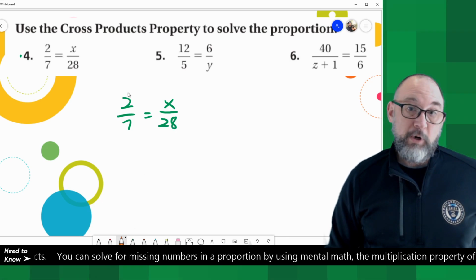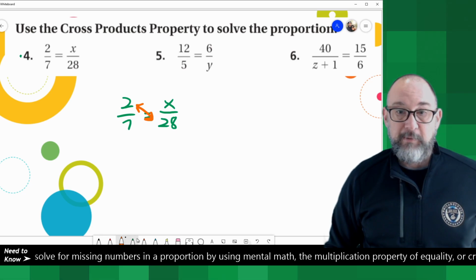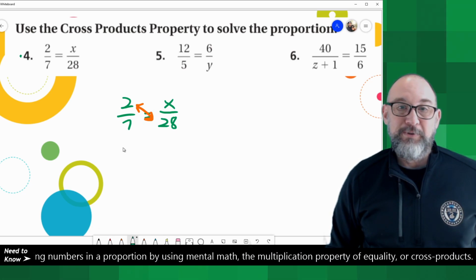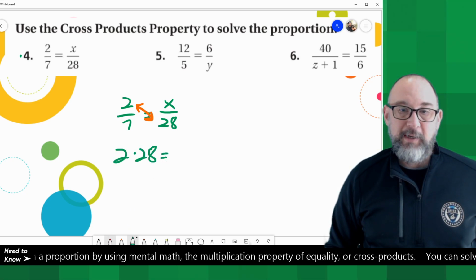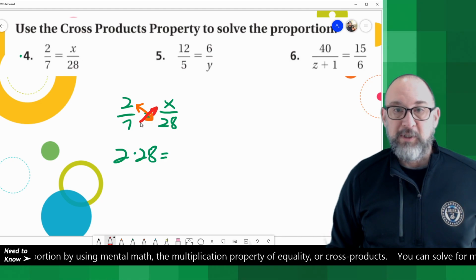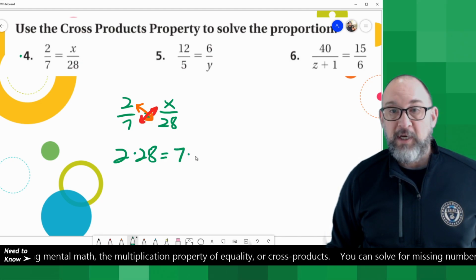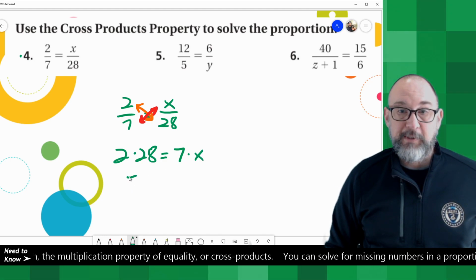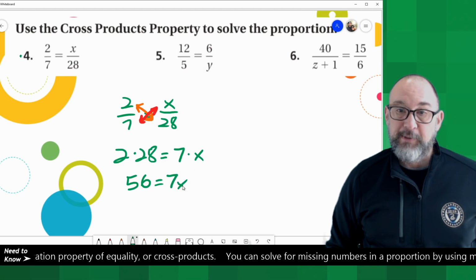So you're going to use that cross products method. I know a lot of you call it the butterfly method, and that's 100% fine. Call it whatever you want as long as you do it correctly. Right? So you're going to multiply 2 times 28 on one side, and on the other side, my other pair of cross products is a 7 times x. So that's going to be 7 times x. Well, 2 times 28, that's going to be a 56. And 7 times x is 7x.